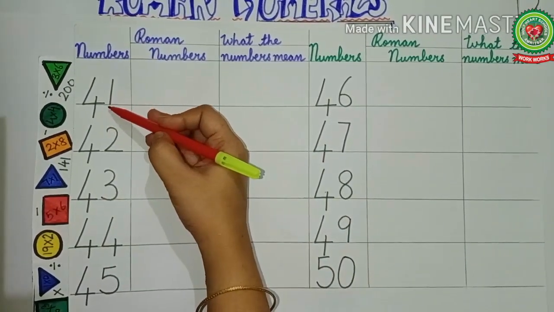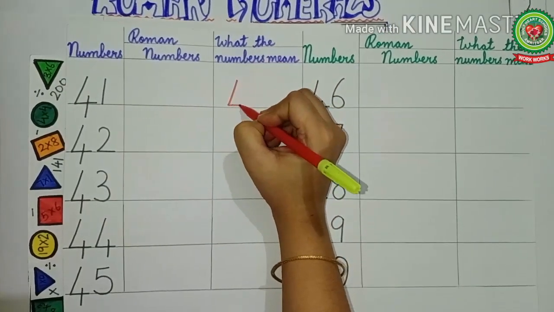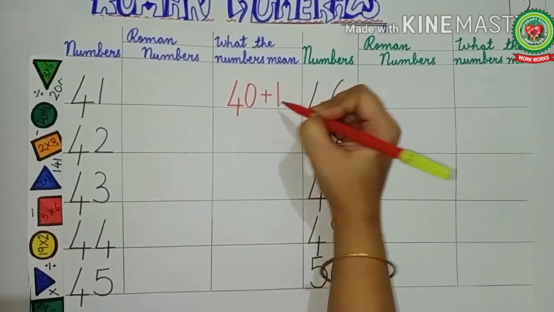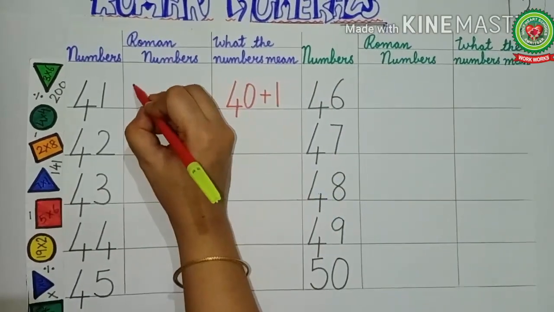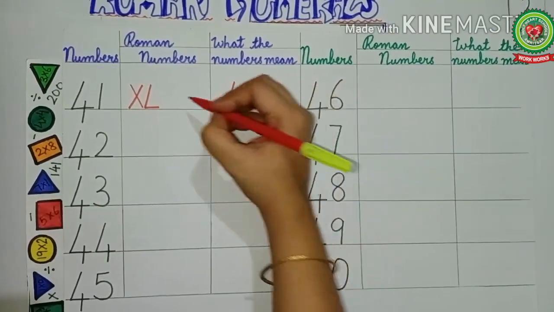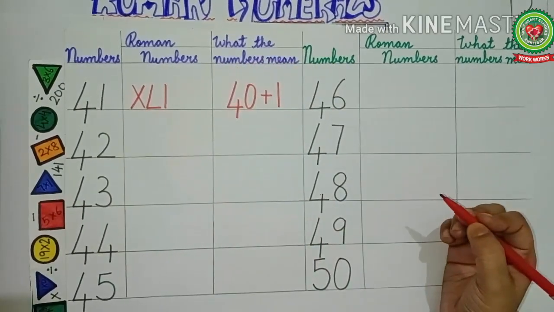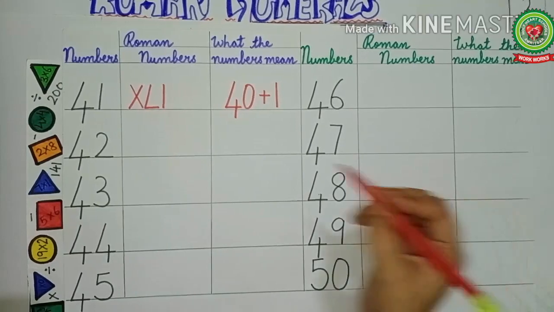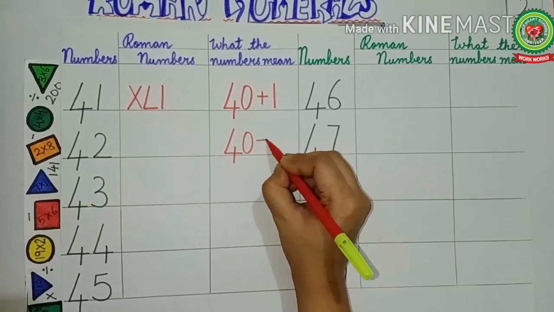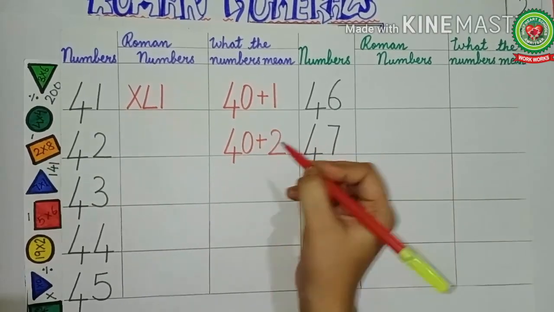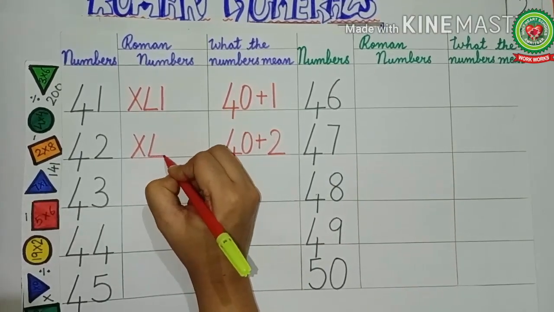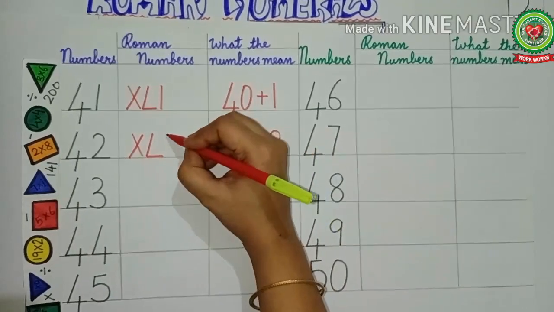For 41 we should know that 41 means 40 plus 1. So how do we write 40? That is XL. And how do we write 1? That is I. Next is 42. Now for 42, 40 plus 2. Now again how do we write 40? That is XL. And how do we write 2? That is II.